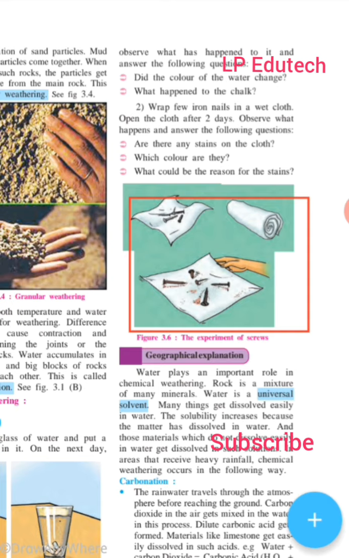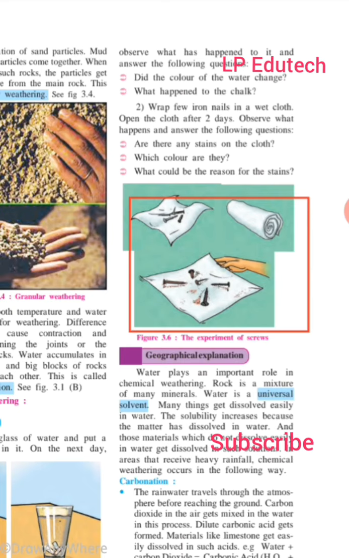Are there any stains on the cloth? Stains, that is dots. Yes, there are some stains on the cloth, of course. Next question, which color are they? They are reddish or brown in color. As the color of the nails is obviously red or brown, the same color is reflected on the cloth. What could be the reason for the stains? As the cloth is wet, reddish or brown rust must have formed on the iron nails wrapped in it. This could be the reason for the stains, right?